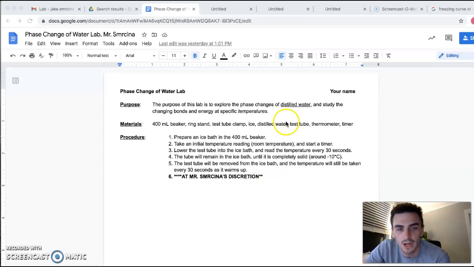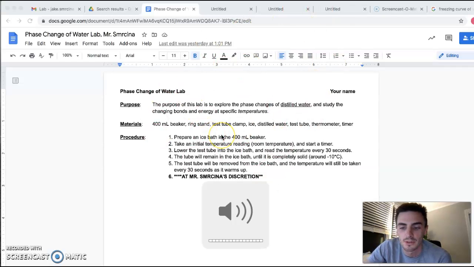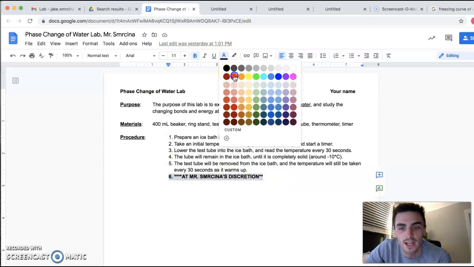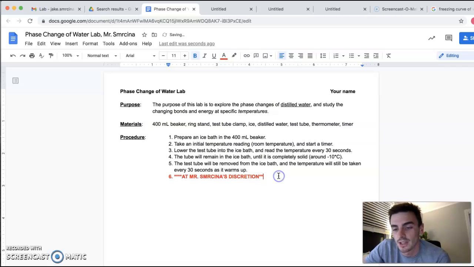If you're all done with your graph, I want you to open, you guys can see up on the screen here, my phase change of water lab. Now, you need to go finish this. So what I'm highlighting here and writing in red, you need to go finish, okay? So you guys look at what we wrote. So we wrote until it was completely solid. The test tube will be removed.